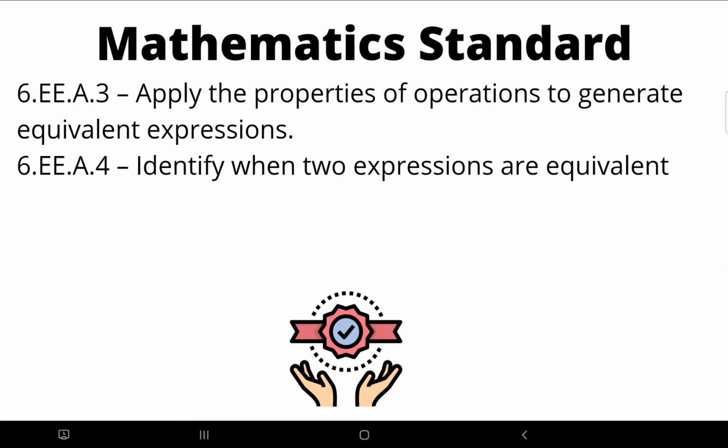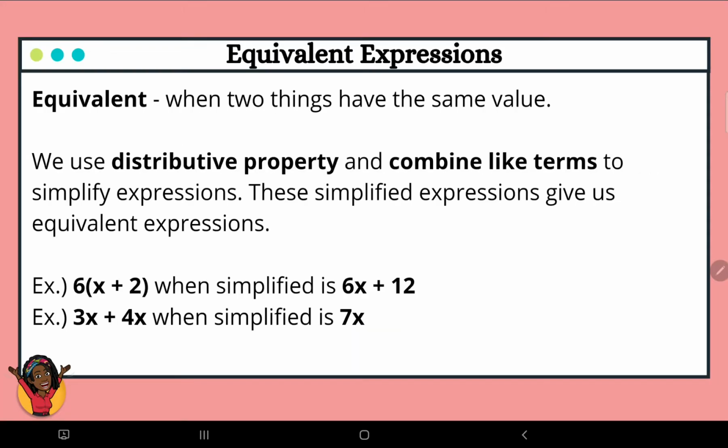Today we're going to be looking at standard 6.EE.A.3, apply the properties of operations to generate equivalent expressions, and standard 6.EE.A.4, identify when two expressions are equivalent. Some important key terms: equivalent, when two things have the same value. We use distributive property and combining like terms to simplify expressions. These simplified expressions give us equivalent expressions.